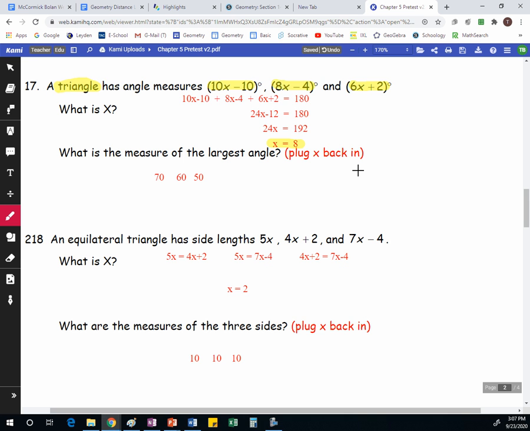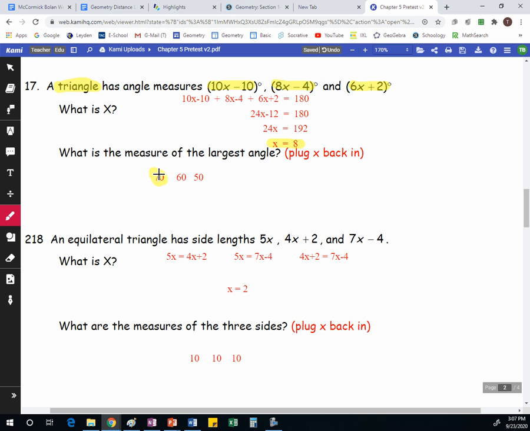Well, we have to take the 8 and plug it back in for x in each of them. 10 times 8 minus 10 is 70. 8 times 8 minus 4 is 60. 6 times 8 plus 2 is 50. So what's the measure of the largest angle? It's the 70. That's the biggest angle in that picture.